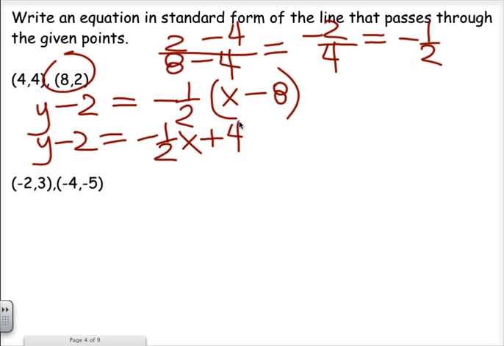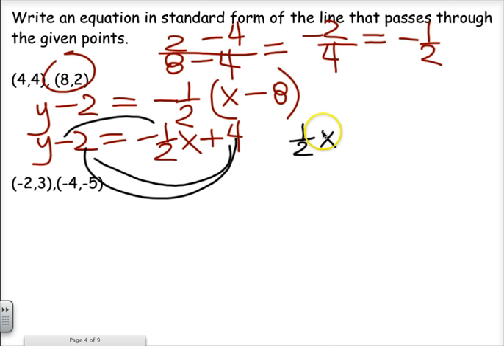So now I've got to move things around a little bit. I've got to move this over here. That's right. So now I'm going to add 1/2 x to both sides. So 1/2 x plus y is equal to, and I've got to add 2 to both sides to get rid of this subtracting 2. So adding 2 to 4 is going to give me 6.